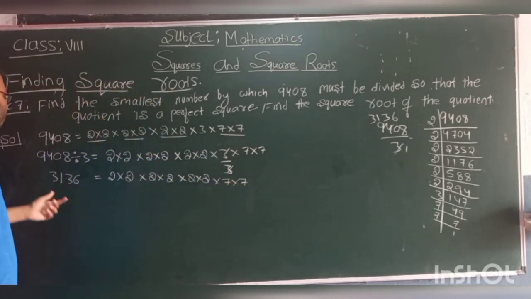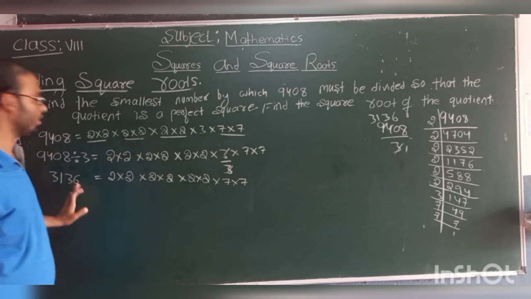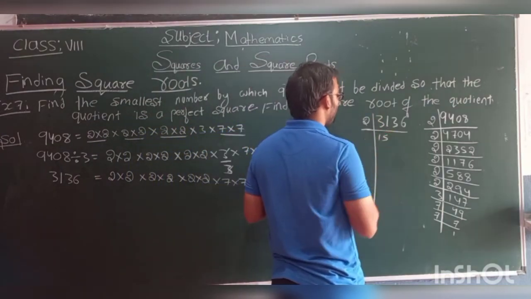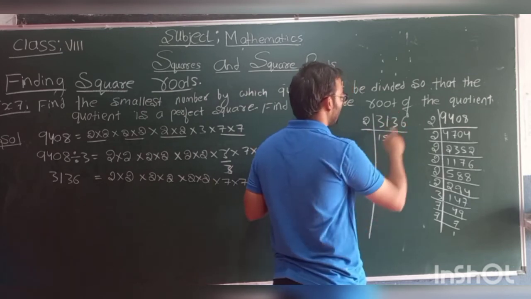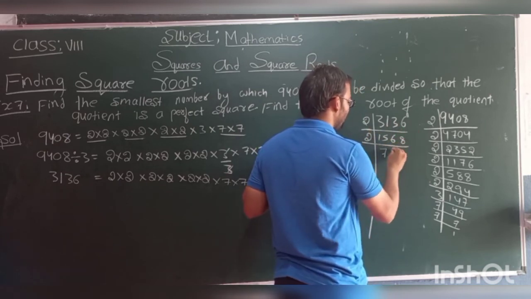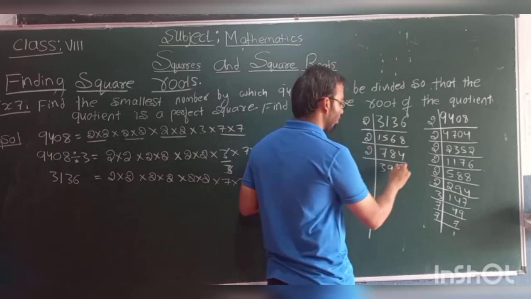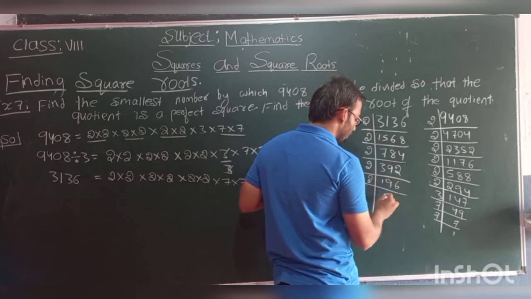Okay, students. So when you factorize 3136, look at here. 2 ones are 2. 1 remains, it will become 11. 2 fives are 10. And again it will become 13. 2 6s are 12. Again it will become 16. 2 8s are 16. So 2 sevens are 14. 2 8s are 16. 2 4s are 8. 2 3s are 6. 2 9s are 18. 2 2s are 4. 2 ones are 2. 2 9s are 18. 2 6s are 12. 2 9s are 18. 2 8s are 16.